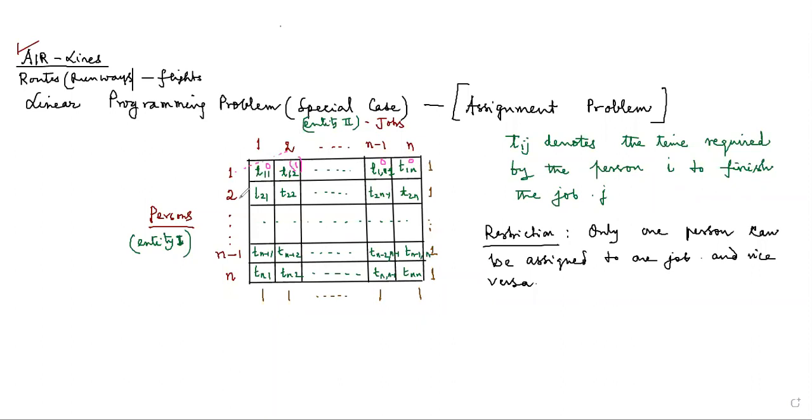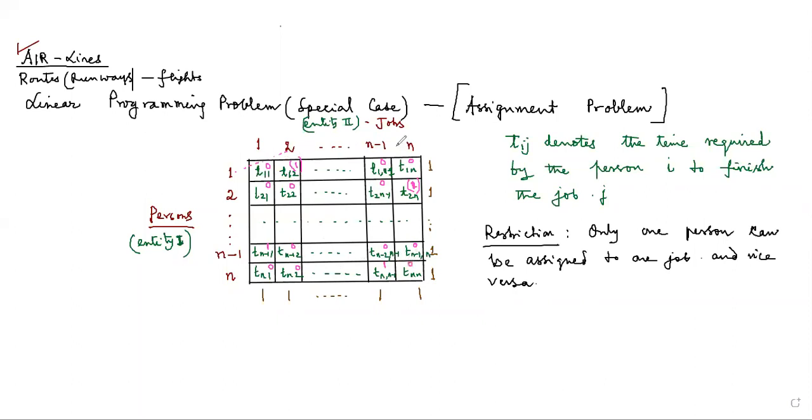Okay. Similarly, suppose I'm saying that person 2 can be assigned to job n. So I'm writing here 1, and in every other cell, I am putting 0. Suppose I'm saying that person n minus 1 can be assigned job 1. So I'm putting here 1. In every other cell, I'm putting 0. And suppose lastly, I can put 1 over here. I can assign n to n minus 1. And in every other cell, I'm putting 0.